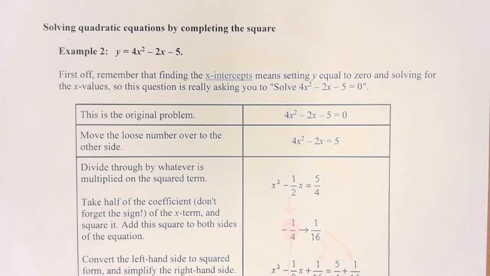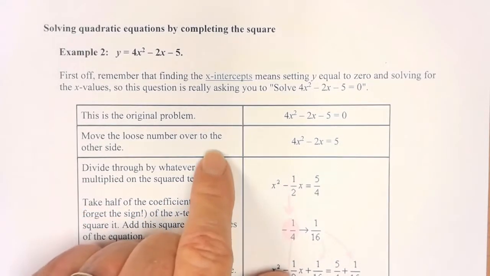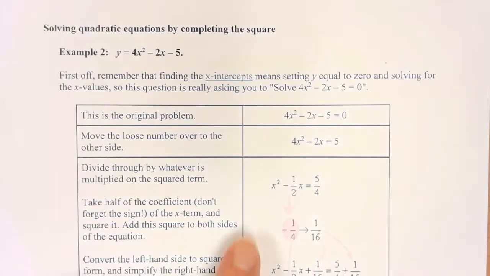First off, remember that finding the x-intercepts means setting y equal to 0 and solving for the x values. So this question is really asking you to solve 4x squared minus 2x minus 5 equals 0. So I've got the original problem. This says to move the loose number over to the other side. Another way to look at this is get x's to one side and constant to the other.